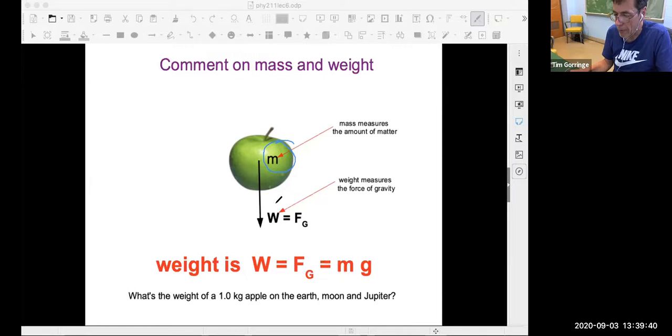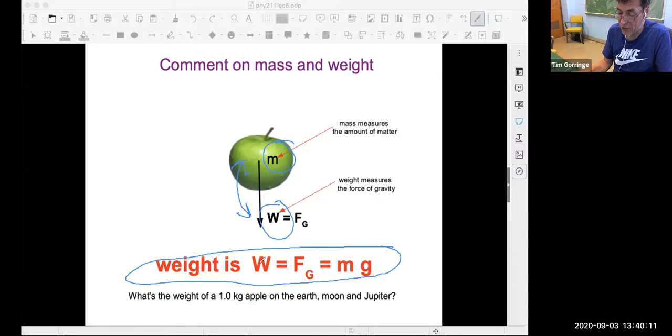When we talk about weight, on the other hand, in physics, we mean the force of gravity that's pulling on the object, the apple. So these really are different things in physics. For example, mass is a scalar, and weight, the force of gravity, is a vector. And they're related, though.